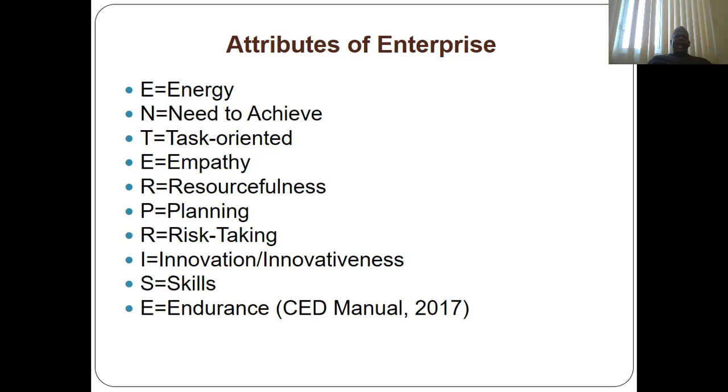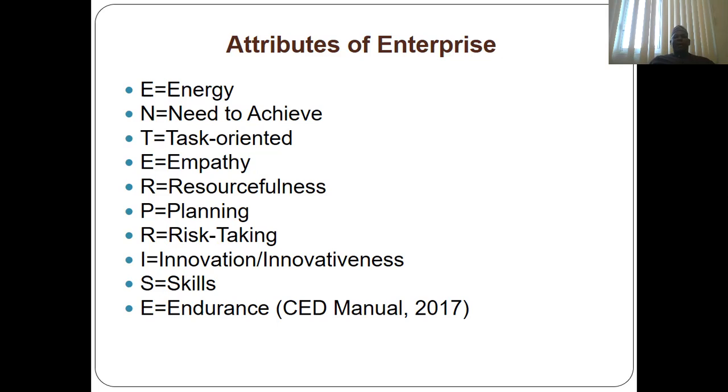Number two, the N means need to achieve. You must be a positivist. You must be optimistic that this venture will succeed. Then the T is tax-oriented. Entrepreneurship is an endeavor that is taxing. It is not like bread and butter. It is not as easy as most of us think. But if you invest a lot of effort, you are going to get humongous, positive return.